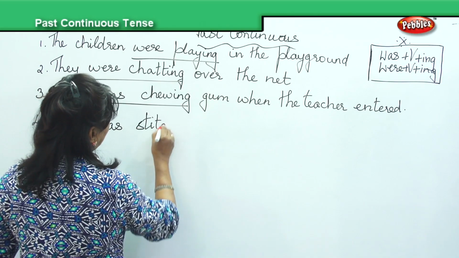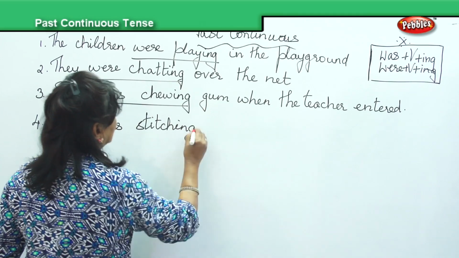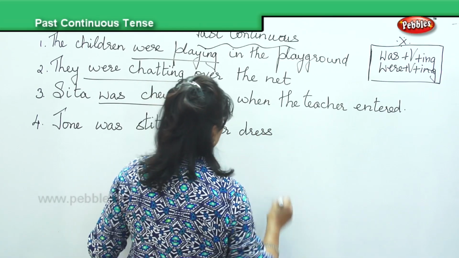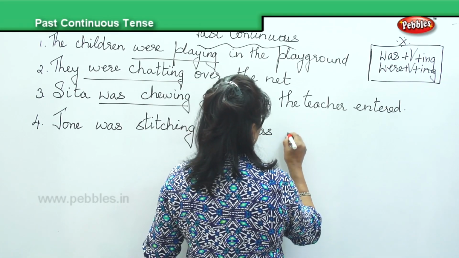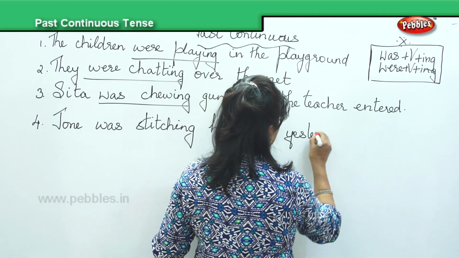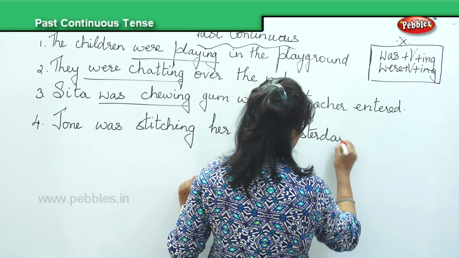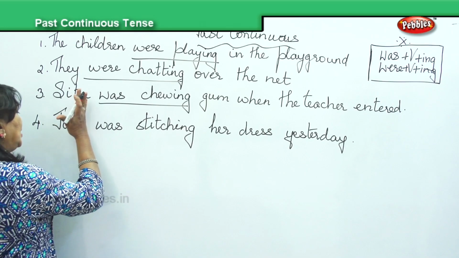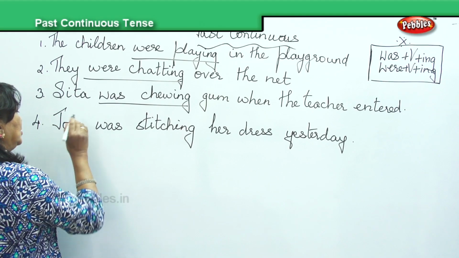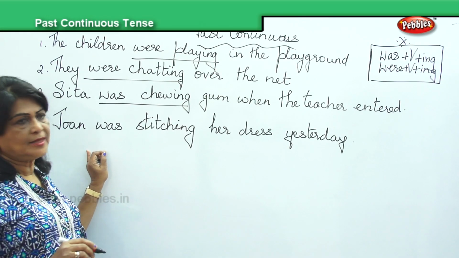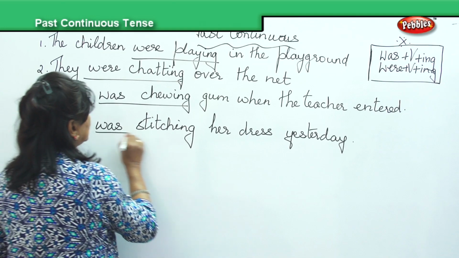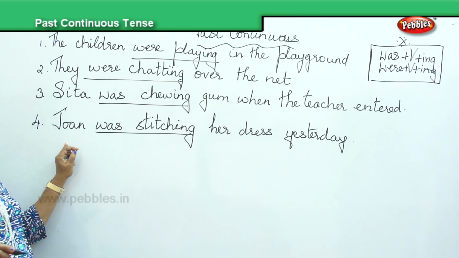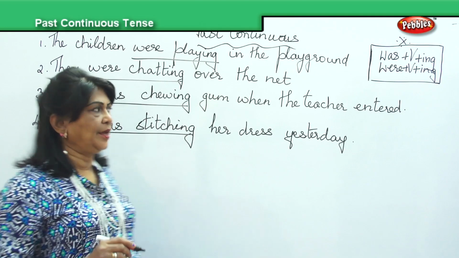Joan was stitching her dress yesterday. So Joan, we can even say Joan. Joan was stitching her dress yesterday. Was stitching. Why do we use was here? Because Joan is singular. So Joan was stitching her dress yesterday. Next one.